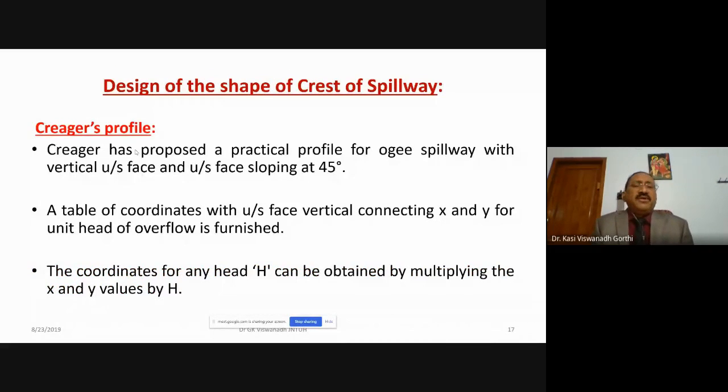Creager's profile is one profile which has been proposed. This is a practical profile for the ogee shaped spillway with the upstream face vertical. Also, the upstream face may be sloping at 45 degrees. A table of coordinates x and y with the upstream face vertical, for unit head of overflow, is provided. The coordinates for any head h may be obtained by multiplying the values given for x and y by h.